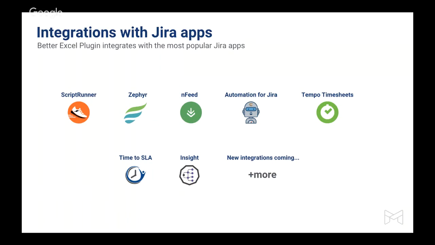Furthermore, we build integrations with the most popular Jira apps. These apps complement our functionality really in a very logical and useful way. And we also build integrations with apps that were demanded by our customers. It means that with Better Excel plugin, you can export your Insight assets, Zephyr tests, create Tempo timesheet reports easily, just to mention a few of them.